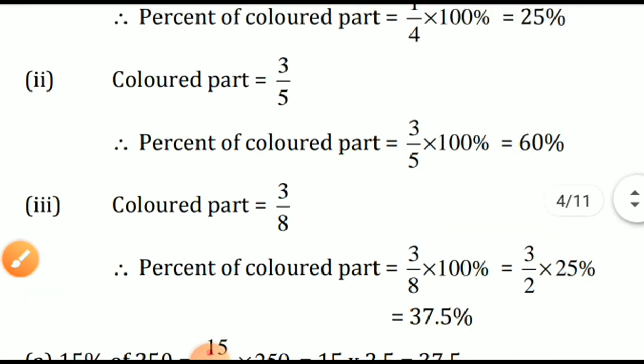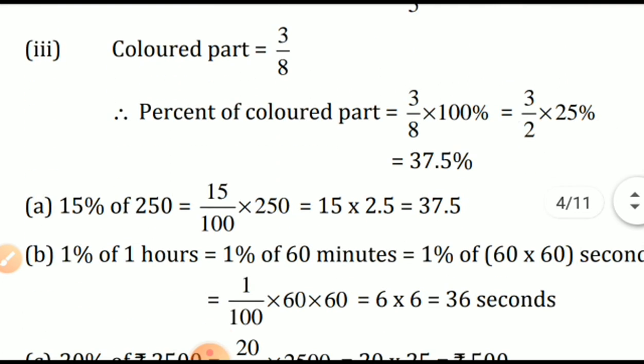3 upon 8. Same way here, 3 upon 8 multiplied by 100. So 8 divided by 4 is 2. 4 twos are 8 and 25 fours are 100. So 3 upon 2 multiplied by 25 percentage. You will have 37.5 percentage.